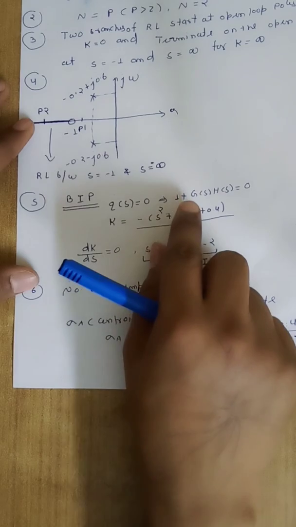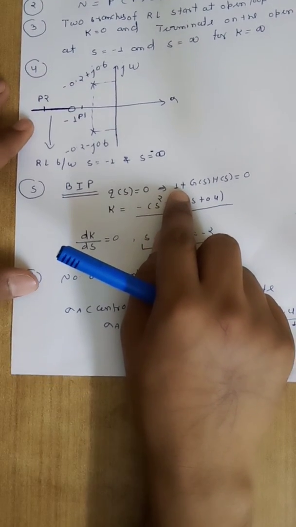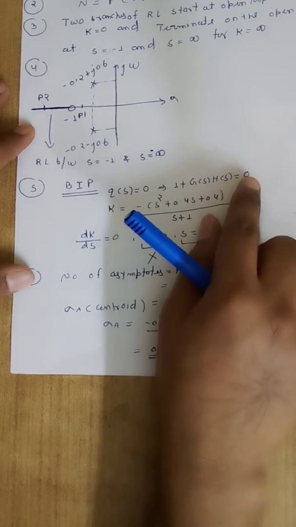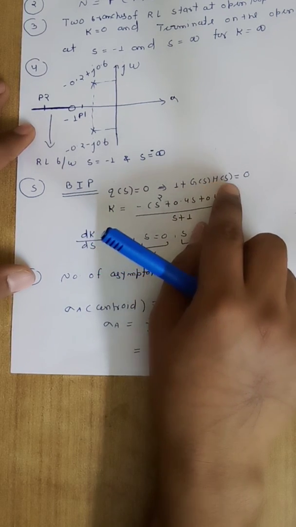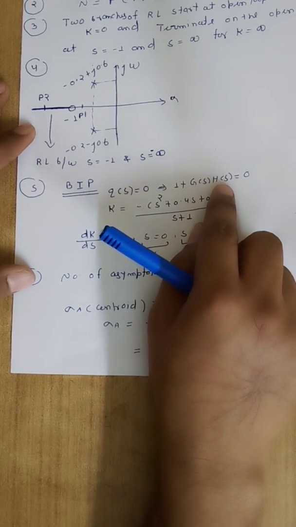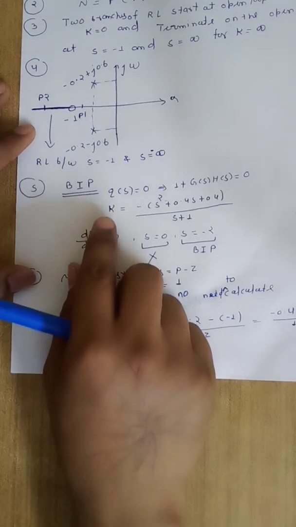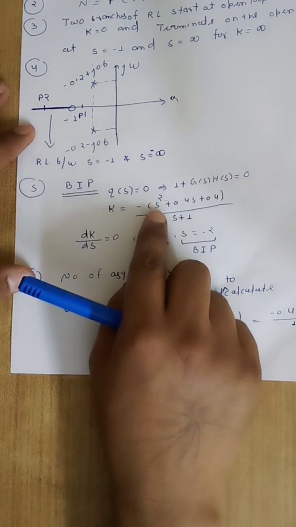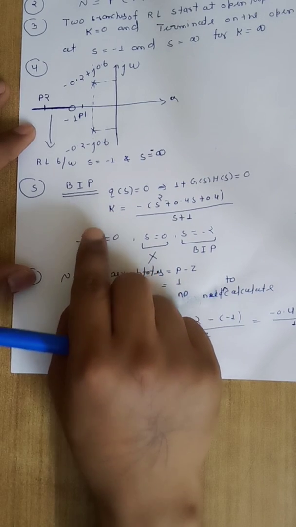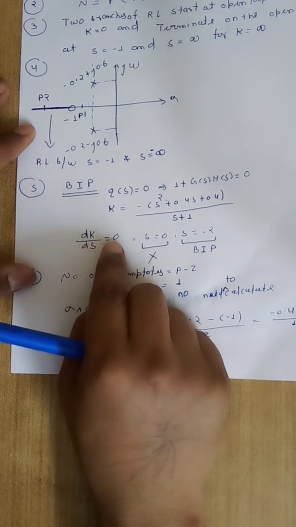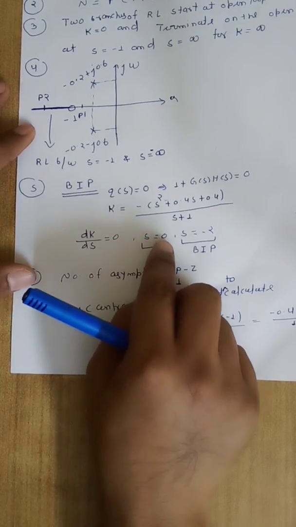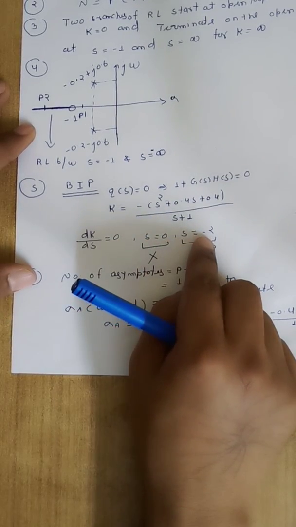We can calculate the break in point with the same procedure according to the characteristic equation. In general form, we can write the characteristic equation as 1 plus g of s h of s equal to 0. We know the value of g of s h of s; put the value and solve for k in terms of s. Let us differentiate k with respect to s and put dk by ds equal to 0. So we have s equal to 0 and s equal to minus 2.